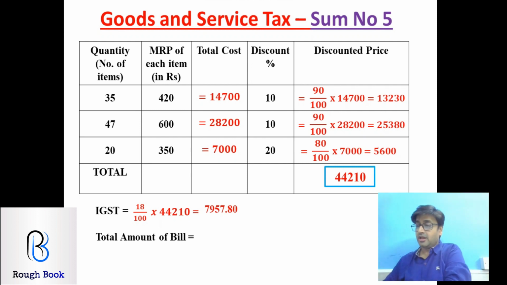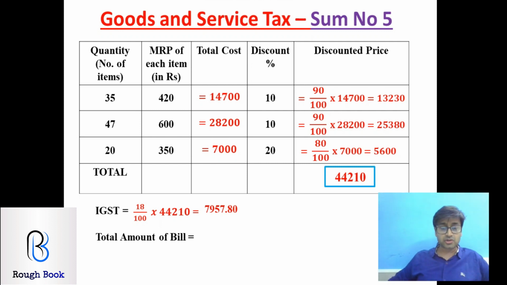Correct. Let's go ahead. So the total bill should be the addition of these two. Mental math, anybody? 52,000 something.